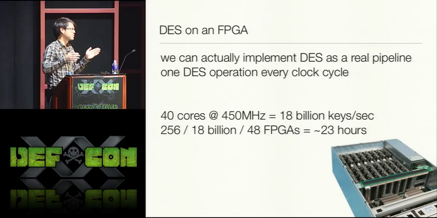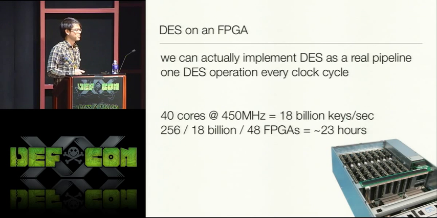We've clocked it up to 600 megahertz reliably, though we're maybe doing 450. That means for each one of these cores, we're doing 450 million DES operations per second. Each one of the FPGAs can fit 40 cores, so that equals about 18 billion keys per second. Then we can fit 48 FPGAs in a server. That means we can go through the full 2 to the 56 key space in under 24 hours, and that's worst case time. In practice, it'll probably be half a day.